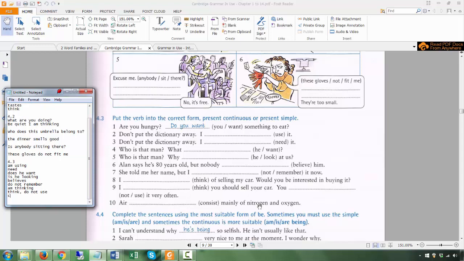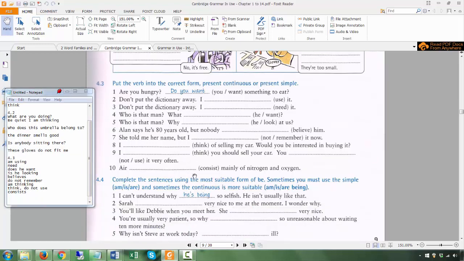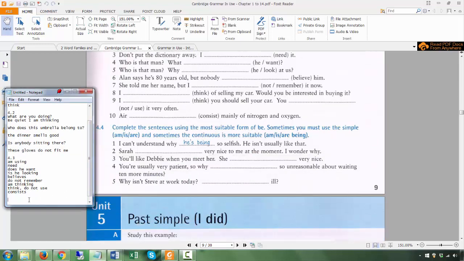Air consists. It's a fact. Okay, it's something that happens. It's true, regular. So present simple. I'm not sure whether I mentioned you should do this. It's not really necessary, but I'll quickly go through it. Again, sometimes you use the present simple.